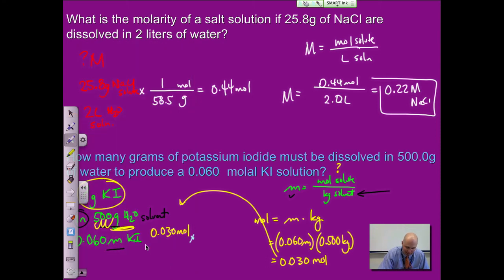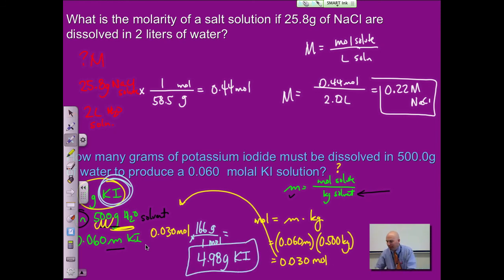Okay. X grams, 1 mole, whatever KI is. And I think I have it written down over here. 166. Adding up potassium and iodine. And when I multiply those, I get 4.98 grams of KI. And that's how many grams of KI would be dissolved in 500 grams of water to give me a 0.060 molal solution.